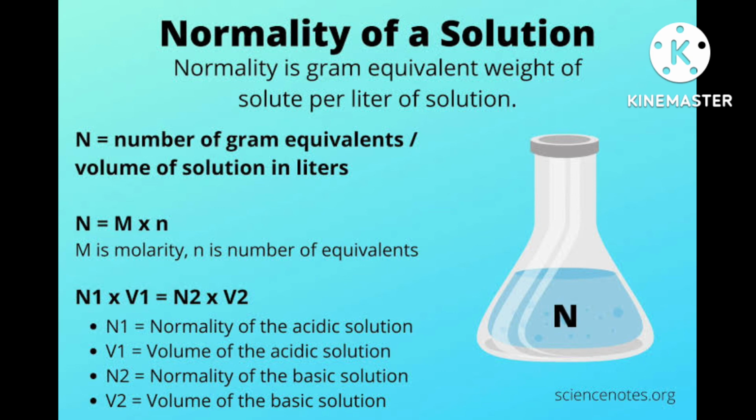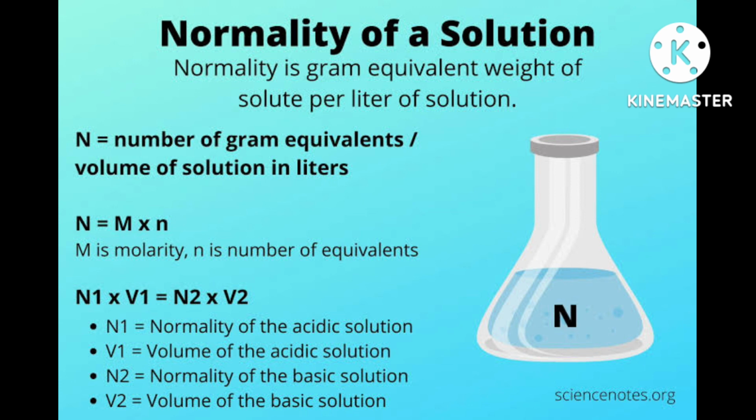How will we calculate the molecular mass of calcium hydroxide? Ca plus 2 OH. Ca is 40 plus 2 into OH. O is 16 plus 1 is 17, 17 into 2 is 34. Then 40 plus 34 is 74, divided by 2. That will be the equivalent mass of calcium hydroxide. In the same way for aluminum hydroxide, the replaceable hydroxide is 3. Hence the molecular mass of aluminum hydroxide divided by 3 is called the equivalent mass of aluminum hydroxide.